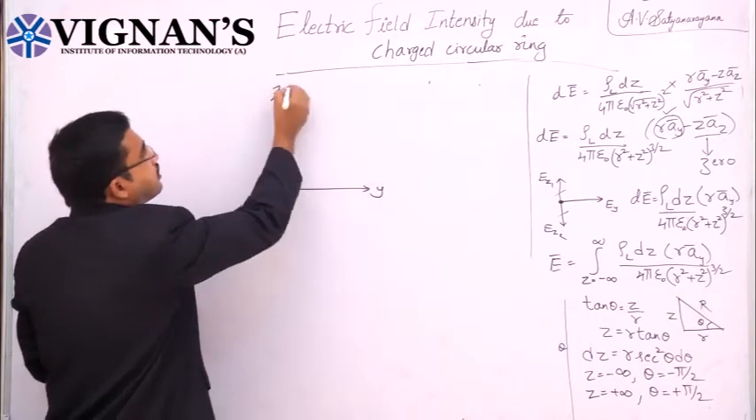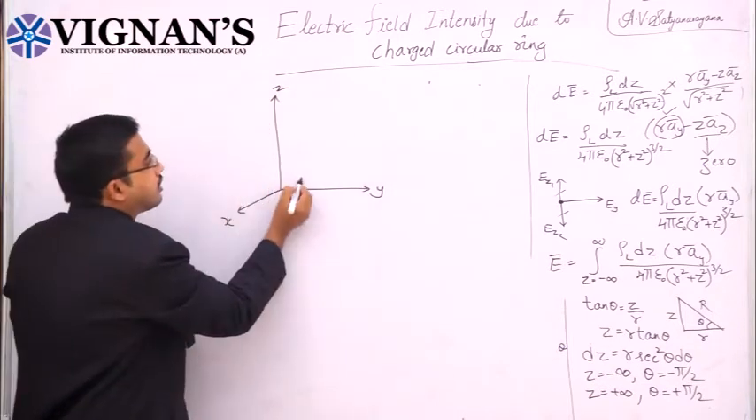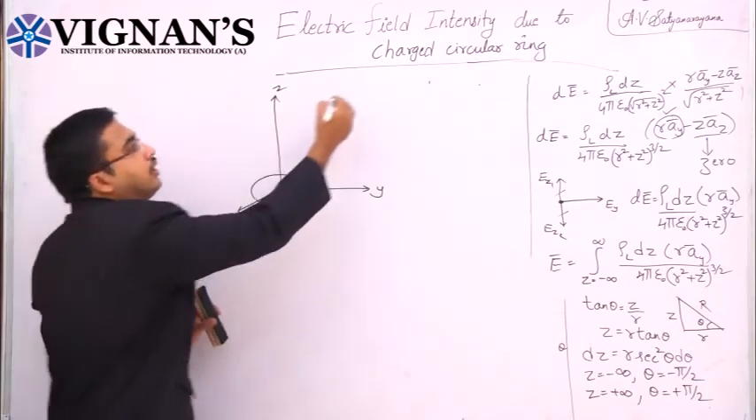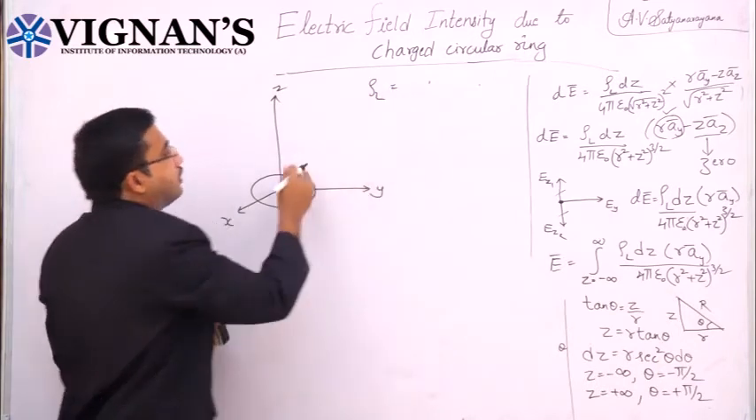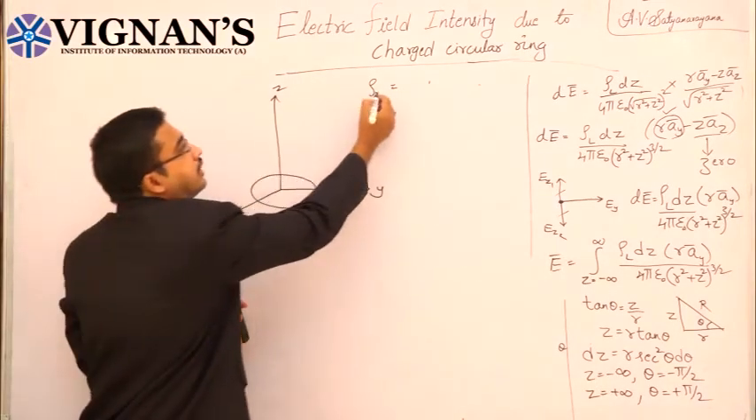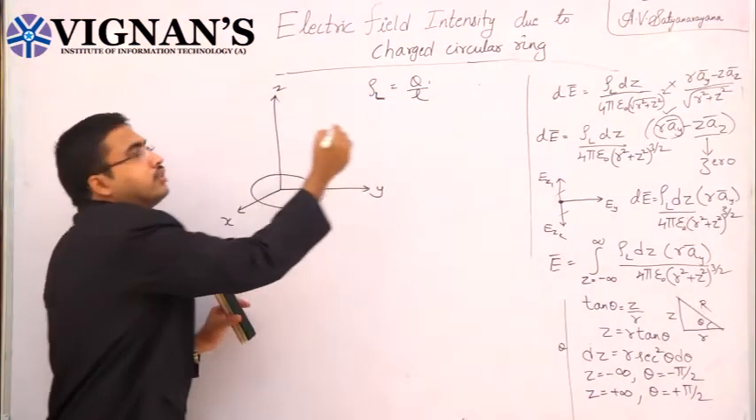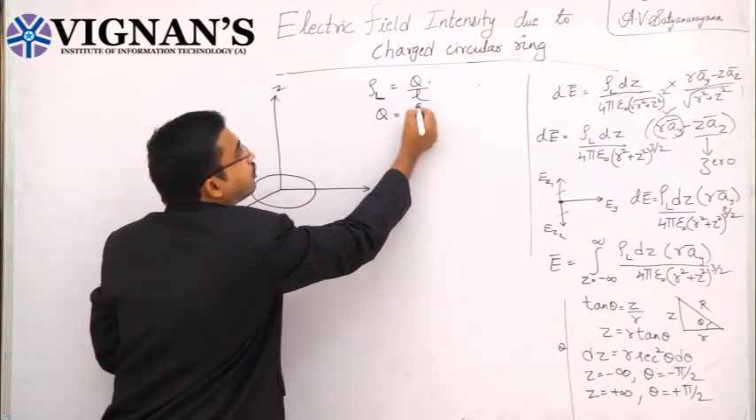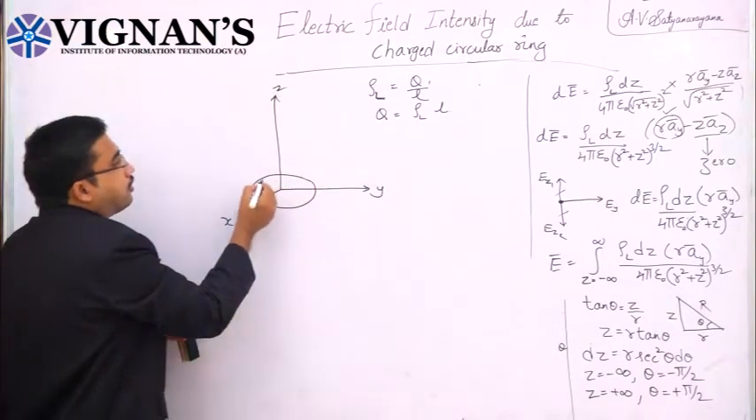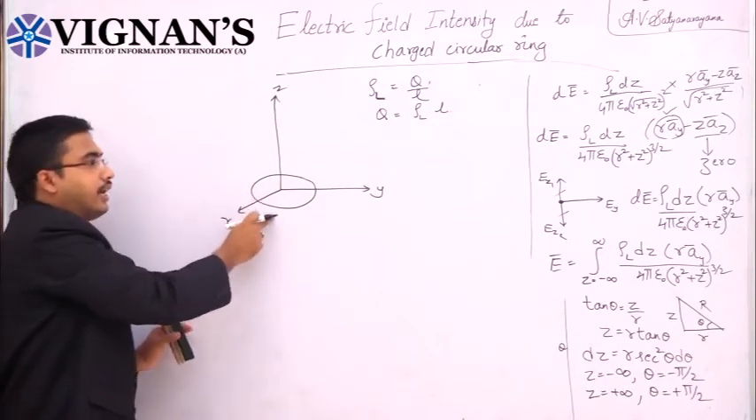In this 3-axis system, I am taking a circular ring which is carrying some charge with a line charge density rho L, which is equal to the charge divided by L. So here the charge Q equals rho L into L. Now the length of this charged circular ring is L.